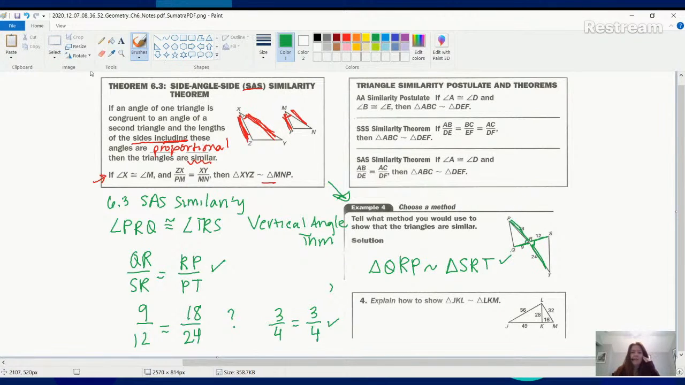All right. Not too bad. Feels a little bit like what we did with congruency, but a little bit different, a little tweak on that, right?